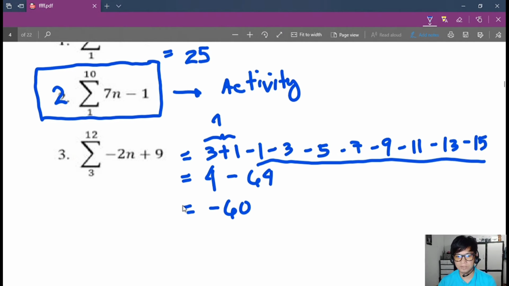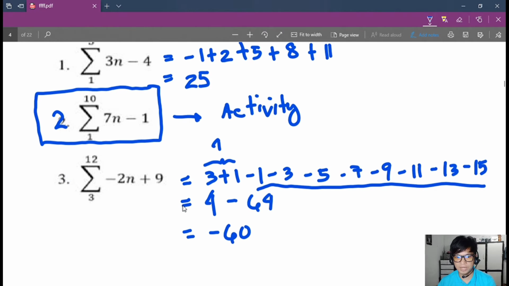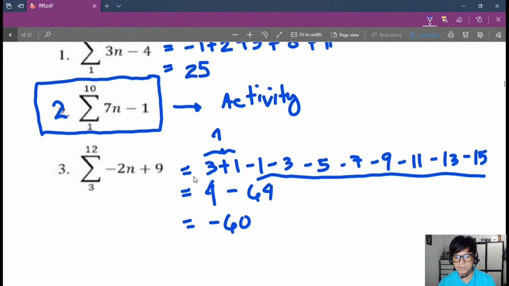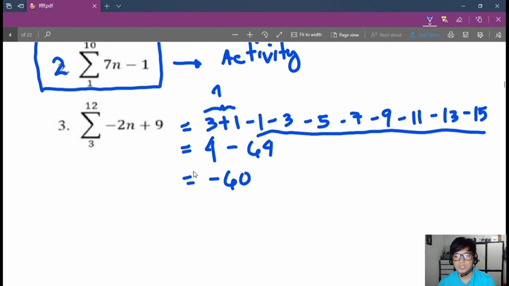So, yan yung sagot. So, number 2 is your number 2 for the activity. So, number 1 kanina, number 2 naman ito. Okay, let's proceed.